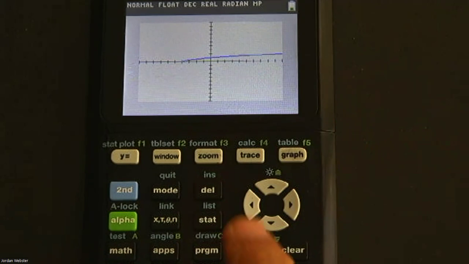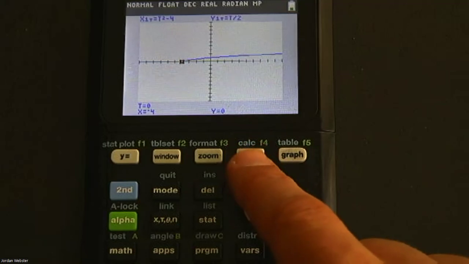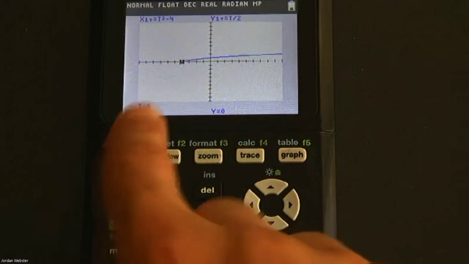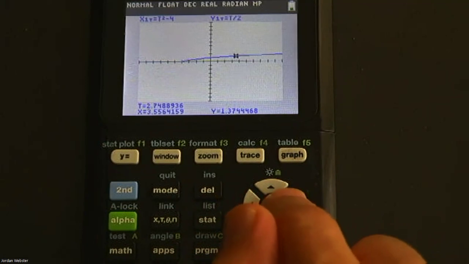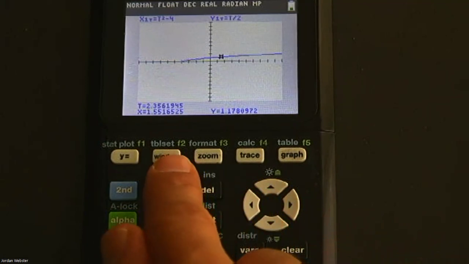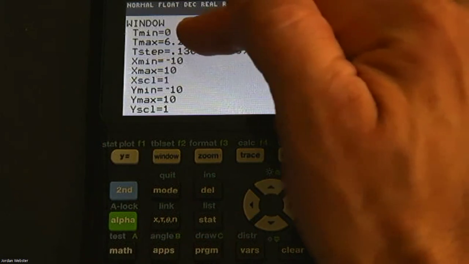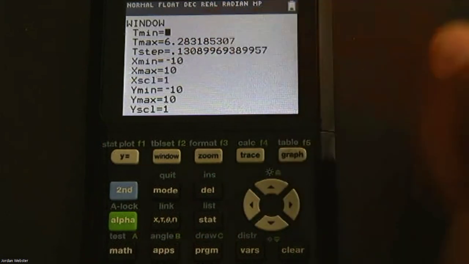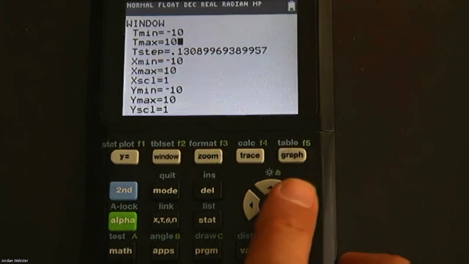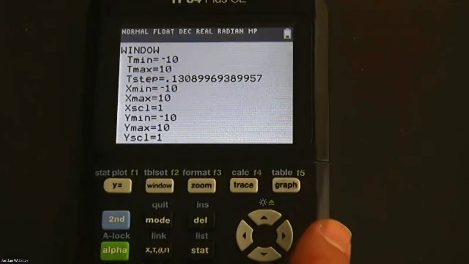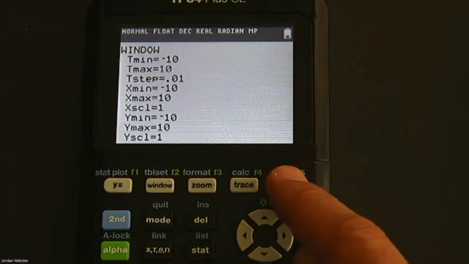It turns out this didn't actually graph the entire thing, and the reason is that if I hit trace, my t here starts at 0, and it doesn't go any lower than 0. If I want that t value to go lower than 0, all I have to do is adjust the window. So hit the window. You can see that the automatic values for t go from 0 to essentially 2 pi. So let's say we want to go from -10 to +10. And then if you want to adjust your step to make it a little bit finer tuned, you can do that.